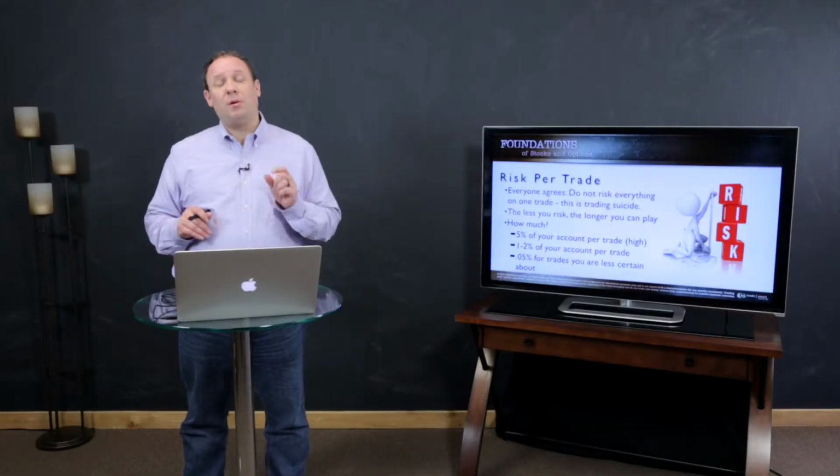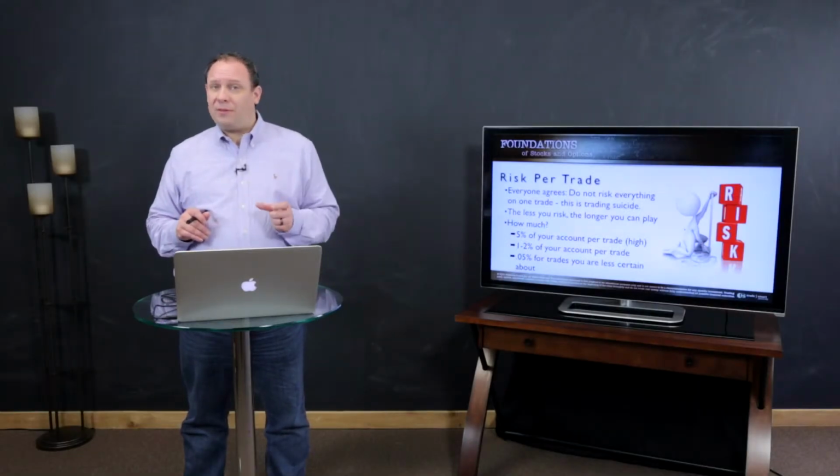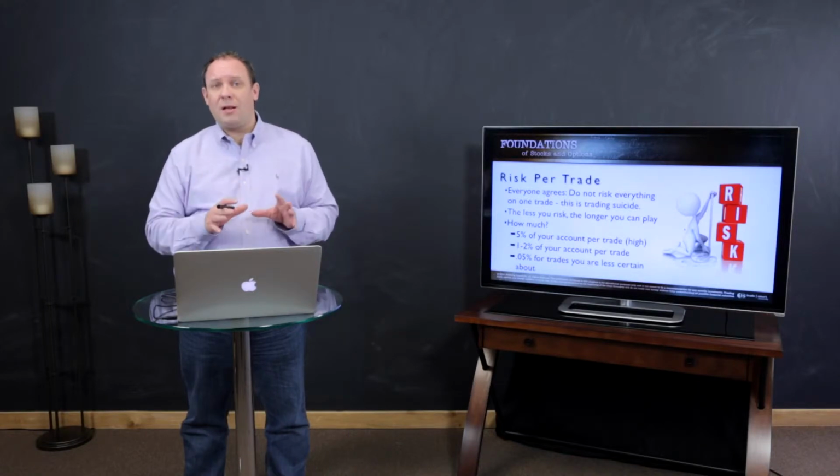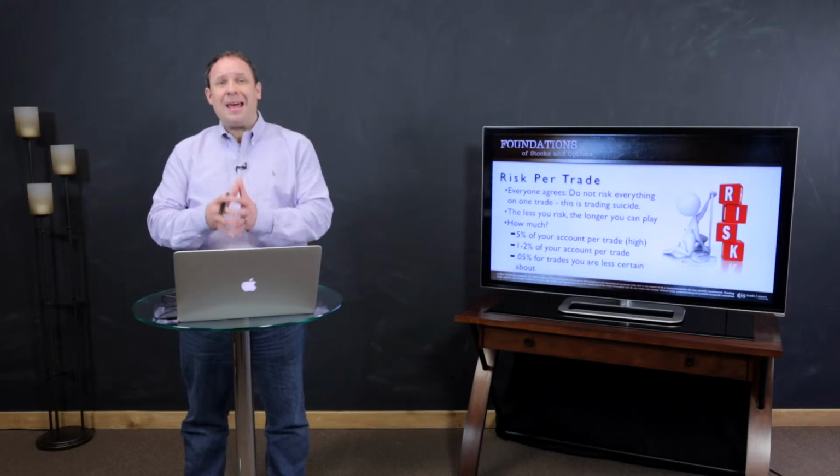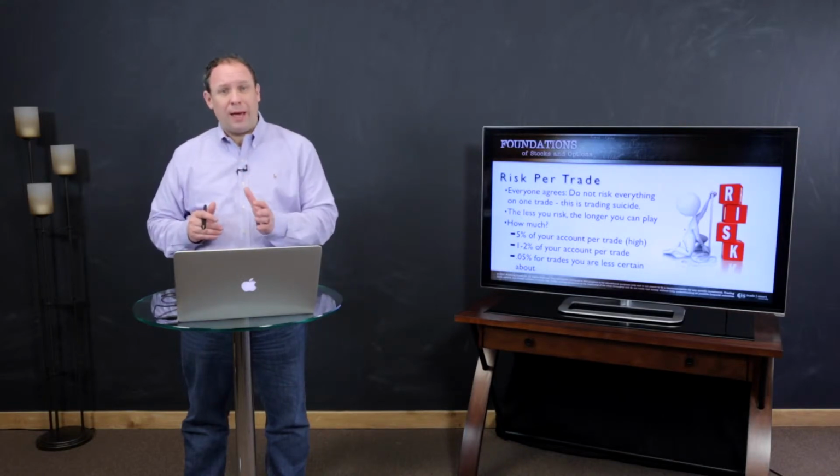The smaller your account, the more vigilant you have to be. So if you only have a $5,000 account, you've really got to guard that. Wait for the ideal trade setups only. Get into the trades that you really believe in the most and limit your risk per trade.